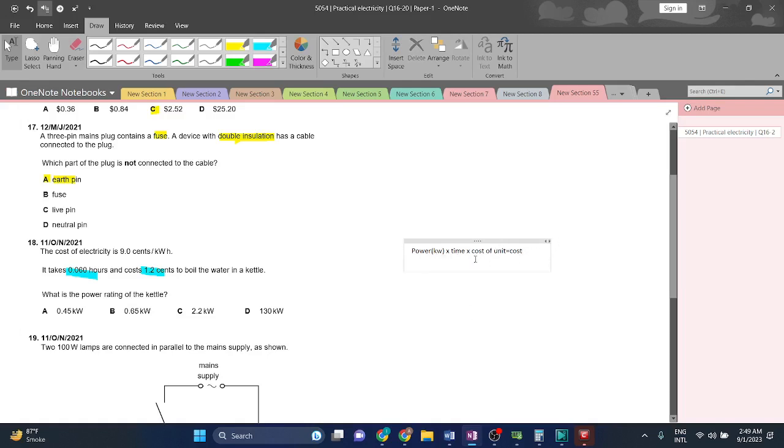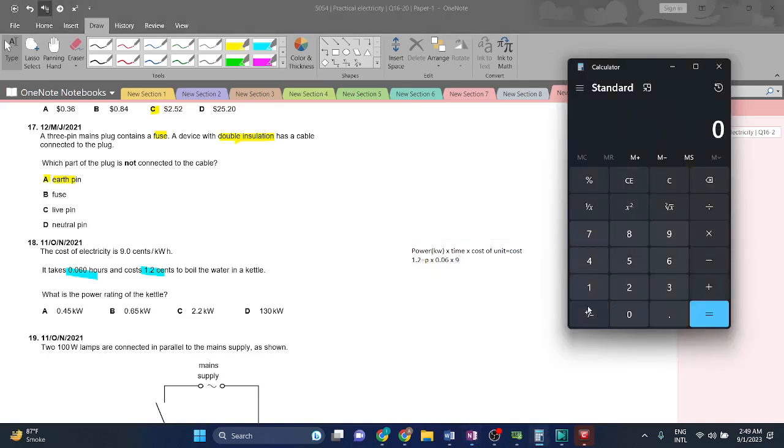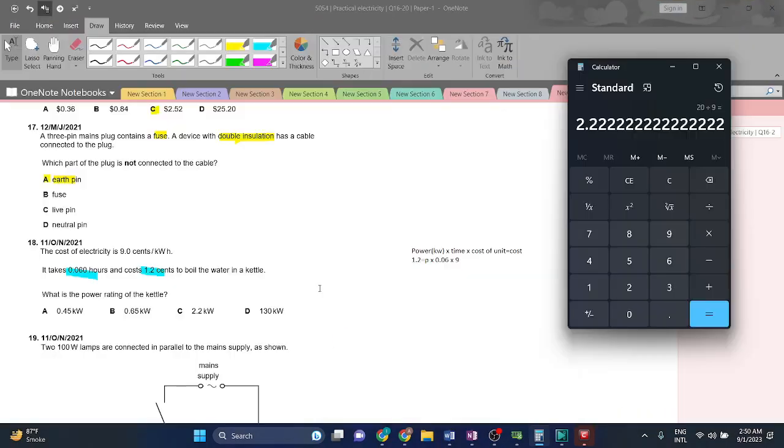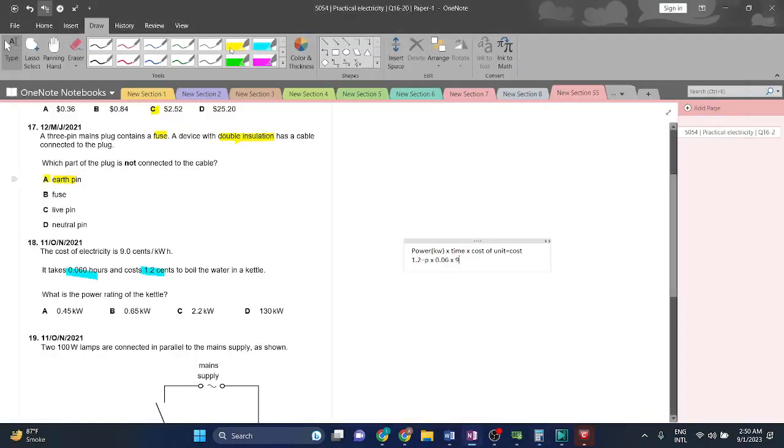So now we can write it down first. How much is the cost? The cost is 1.2, equal to the power, you write it yourself, times the time, which is 0.06, times the price of the unit, which is 6. Let's calculate it. 1.2 divided by 0.06 divided by 6. This will give us the answer of 2.22. Let's check the answer, 18C. So 2.222 is the answer, which will be approximately 2.2.